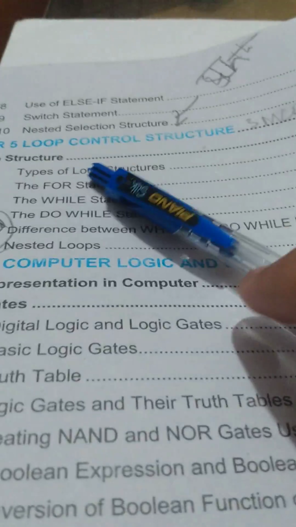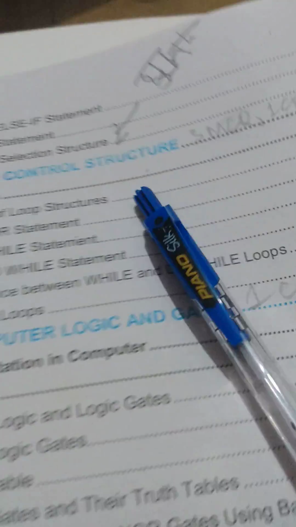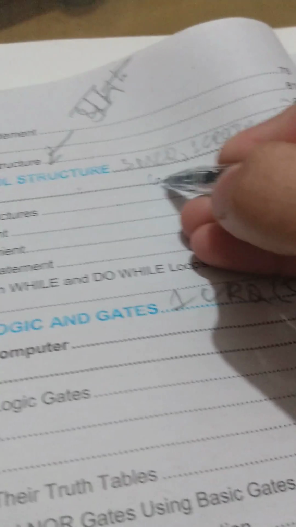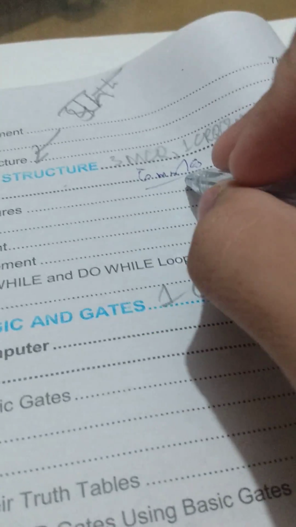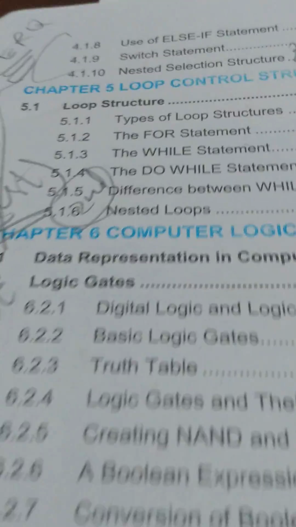Now this whole chapter, loop control structure, would consist of 3 MCQs and 1 CRQ of 3 marks, right? So basically a total of 6 marks, right? But again, an ERQ could be there from this chapter.